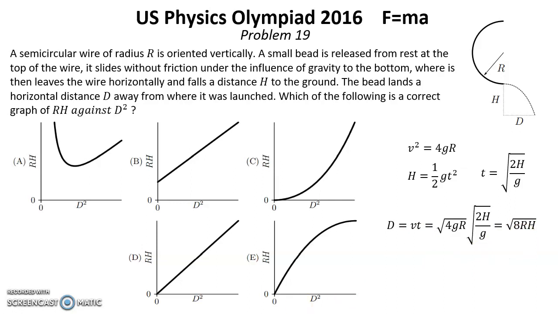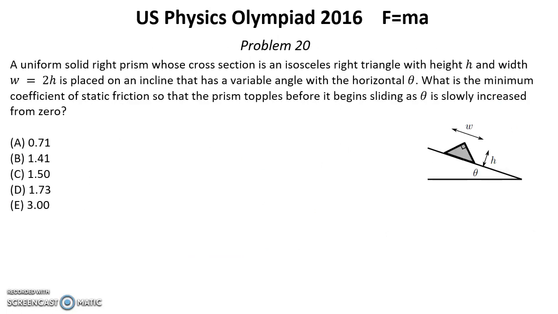And finally we have r h equal 1 over 8 d squared. This is the graph D. That's a straight line through the origin and a zero point. D is the correct answer. That's the answer for problem 19.